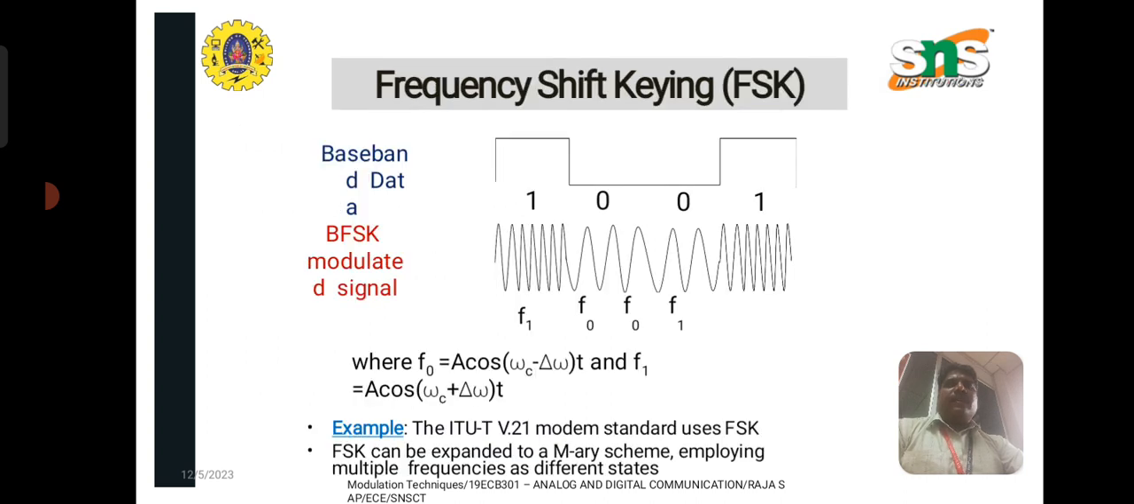Next, frequency shift keying. As I said previously, whenever the 1 comes the frequency is high, whenever 0 comes the frequency is low. So if you see this figure, F1 means very high frequency, F0 means low frequency, and in general it is represented as A cos(omega c minus del omega)t, and F1 is A cos(omega c plus del omega)t.